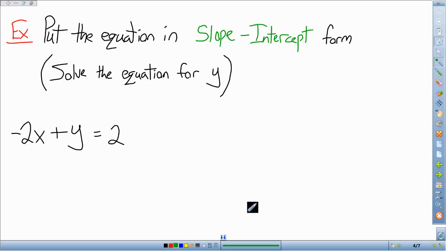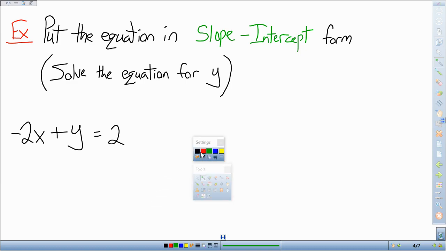Okay, so next type of example says put the equation in slope-intercept form. Or in other words, solve the equation for y. Go ahead and copy this and we'll do that. So, getting equations into slope-intercept form, we've actually done this in a previous lesson. We just didn't call it slope-intercept form, but we had problems where we were solving for different variables. If you guys remember, it was, I don't know, maybe 3 or 4 weeks back.